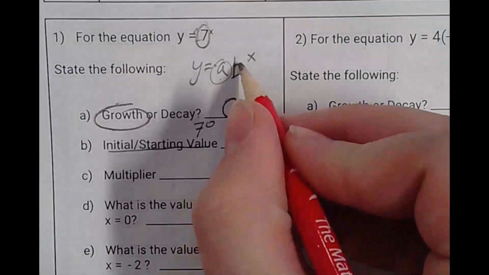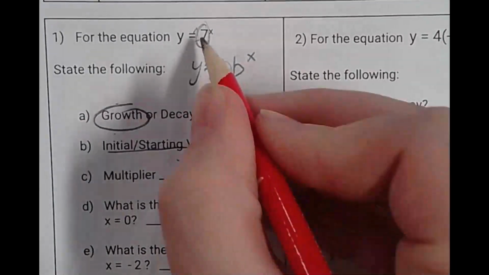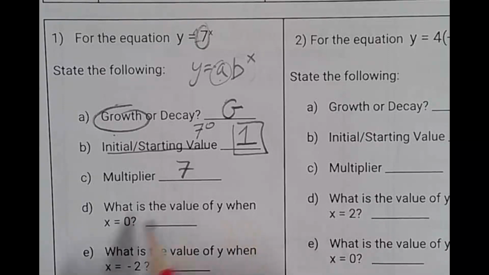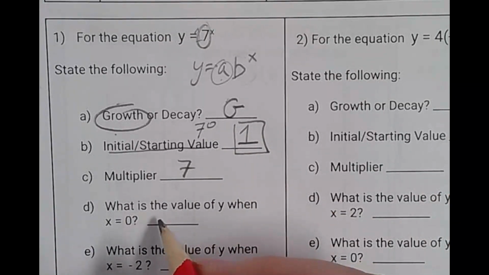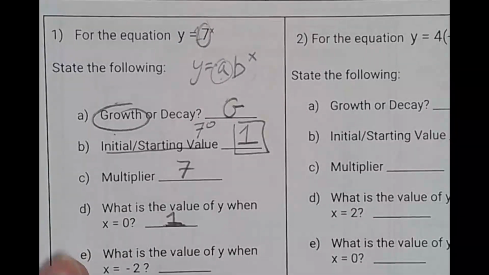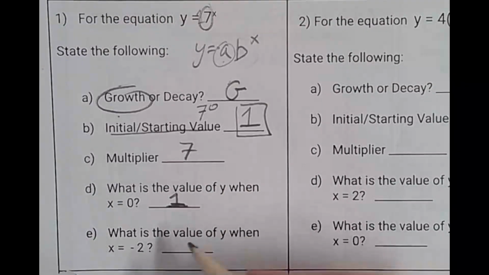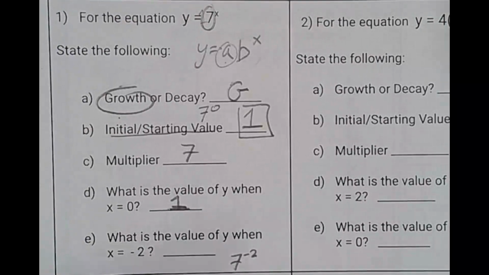The multiplier is our b value. So our b value is 7, as it's the number in front of the exponent. What is the value of y when x equals 0? Well, we just did that. 7 to the 0 power is 1. And what is the value of y when x equals negative 2? That means we're going to do 7 to the negative second power.